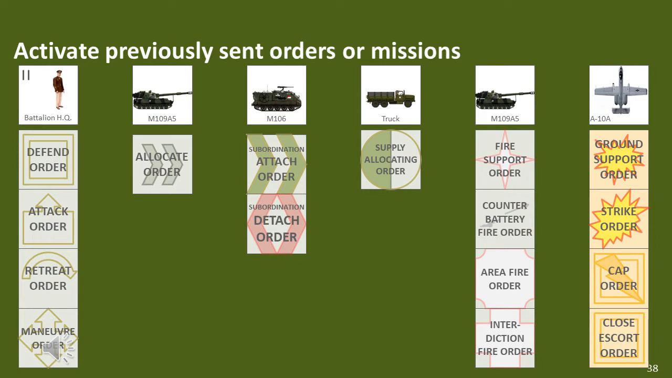Supply allocating orders are sent during the supply subphase. Combat orders and resubordination orders are sent during the phasing communication subphase. Artillery missions orders are sent during the artillery subphase, and aircraft orders or missions are sent during the aircraft subphase. Artillery allocation orders occur during the artillery subphase. Aircraft allocation orders occur during the air operations subphase.